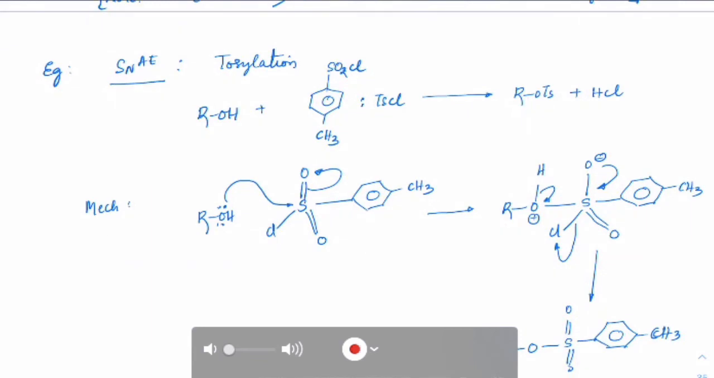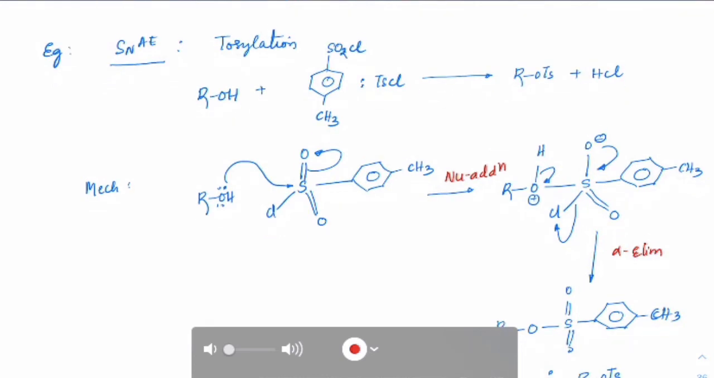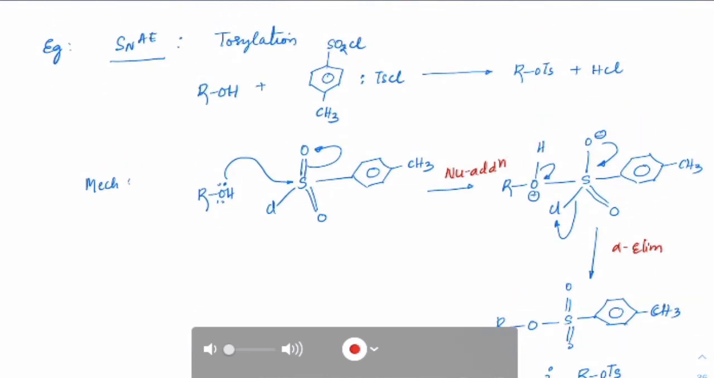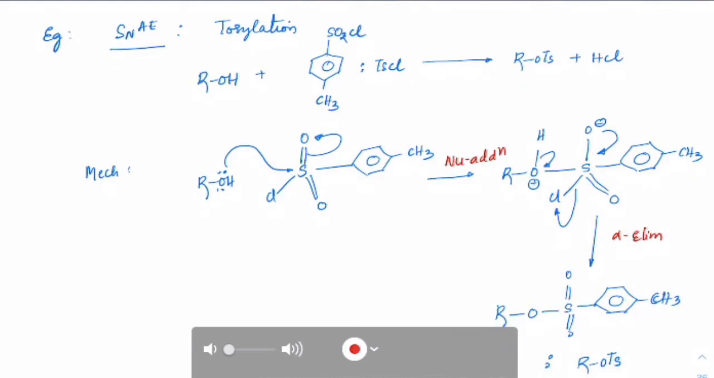Now check out what has happened here. First, nucleophilic addition took place, then alpha elimination took place, and this time it is all happening on sulfur. So with respect to sulfur, it is also an SNAE reaction. I guess all of you understood that.